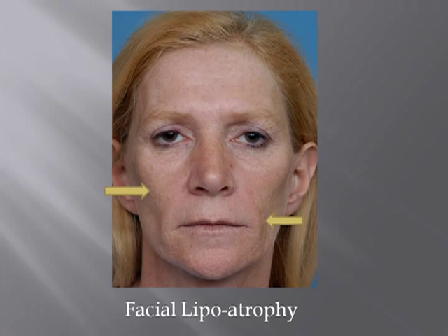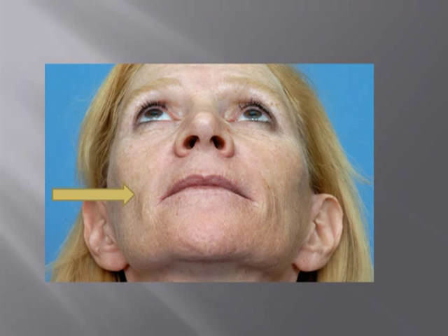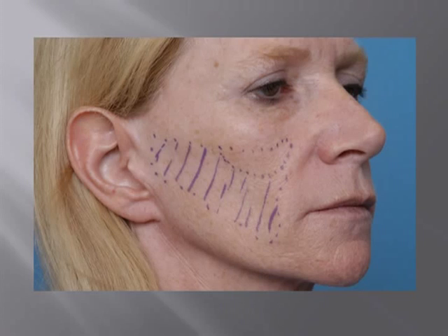This creates a very indented or sunken in type look, and some people have it in a very mild fashion, and some people have it in a much more severe fashion, as one might see here. The hallmark is an inward sunken in look immediately beneath the cheek area, creating that look.